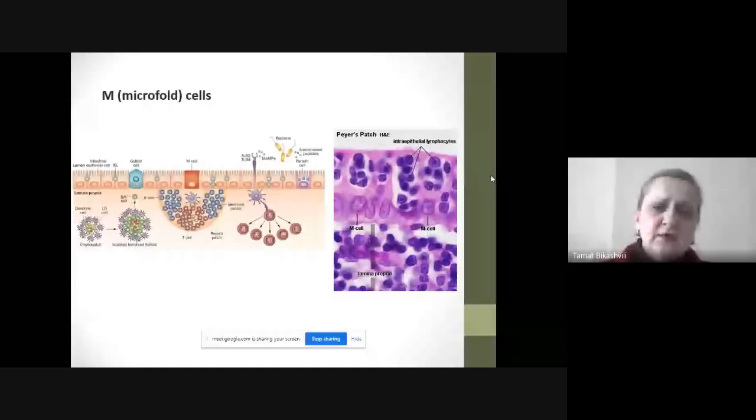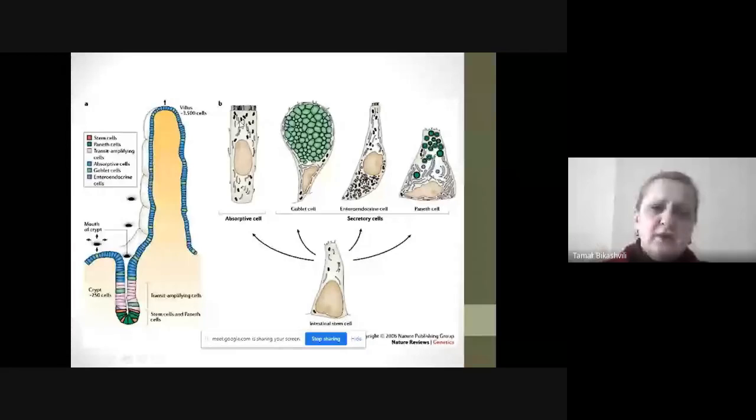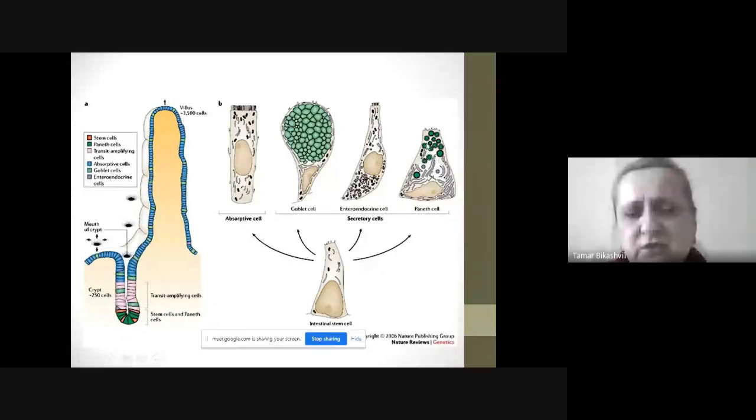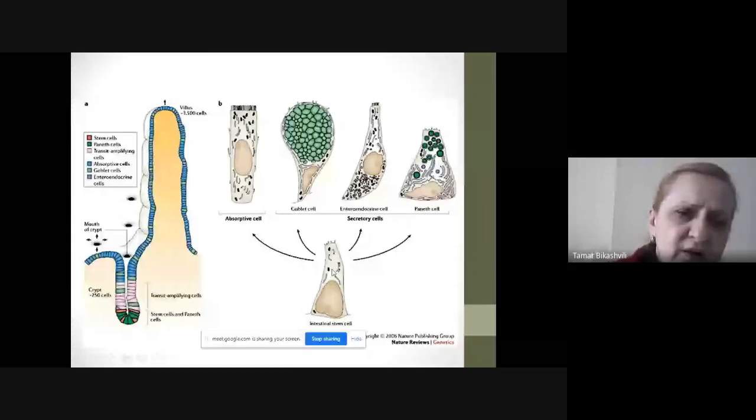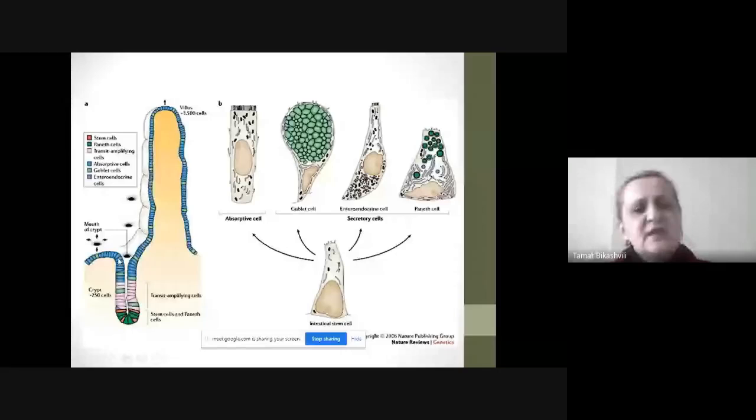Here you can see all these cell types of the small intestine: enterocytes, which are absorptive cells, goblet cells, mucous secreting cells, enteroendocrine cells, the open type endocrine cells, the Paneth cells, the secretory cells, and of course the stem cells. Such structures are the villi, and they are the crypts.